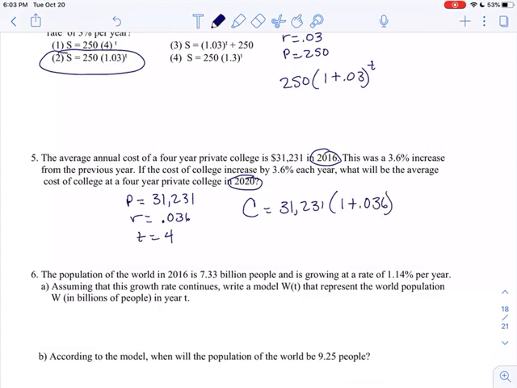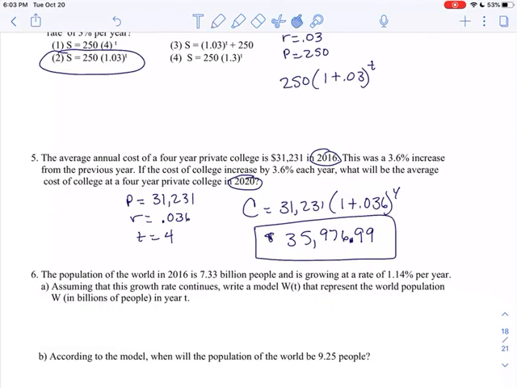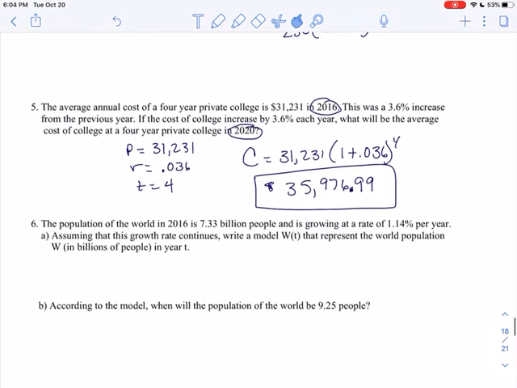Right, so the cost, I'll call it C for cost. P times (1 plus 0.036) to the 4th power. And that all goes in my calculator. So by 2020, my final cost will be $35,976.99. Try some of these in your calculator. Make sure you can input them correctly. Otherwise, ask me in class tomorrow.